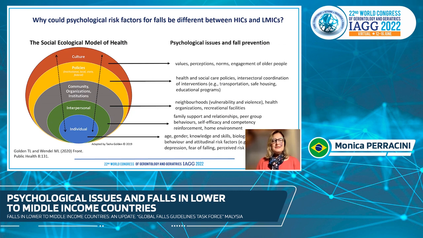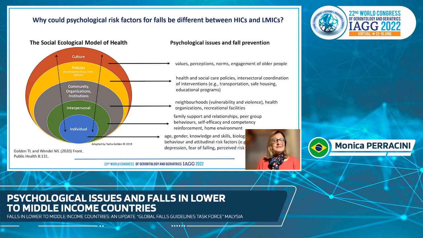Nevertheless, could we assume that psychological risk factors for falls are different between older people living in high-income countries and low- and middle-income countries? Well, if we assume only a biological perspective at an individual level, this difference might hardly exist. However, suppose we assume a social ecological model in which there is a multi-level interplay of factors that can influence psychological issues and falls.